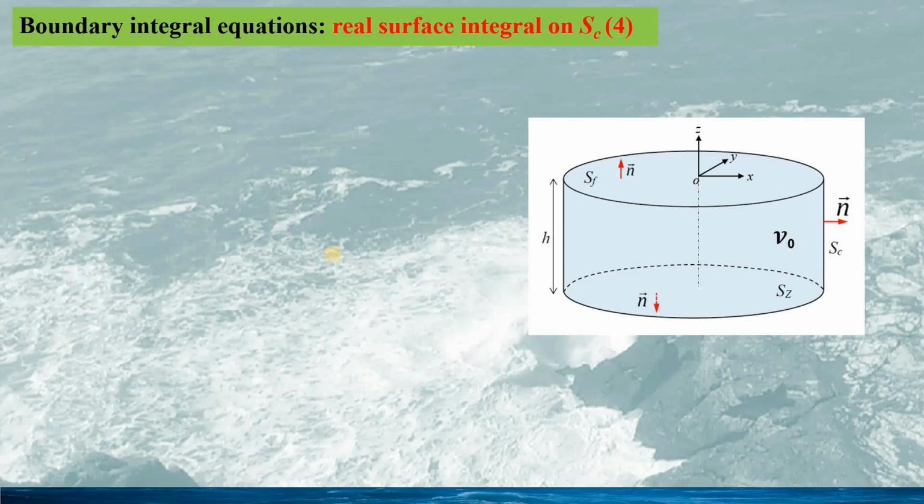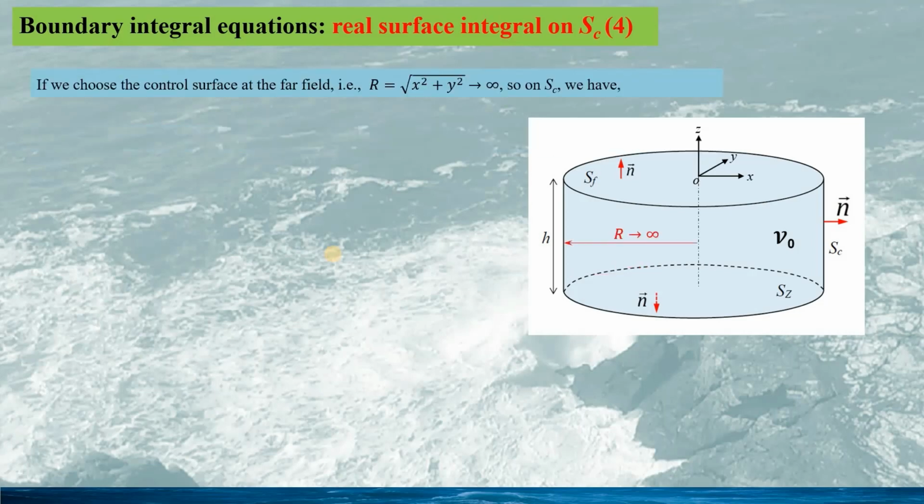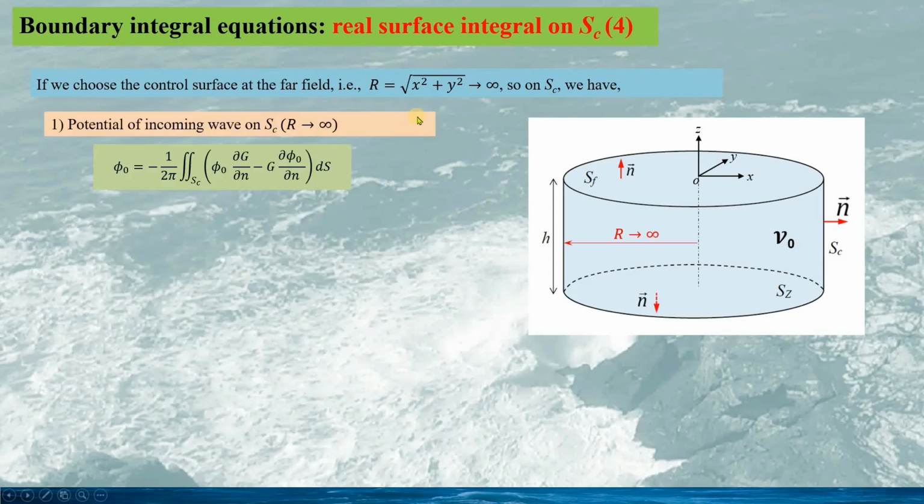Now we can examine the special case when the control surface is very large, and on it the far-field condition can be implemented. When the capital R is infinite, the control surface SC would be at far field, and we can see the potential of the incoming wave phi 0 would be given as this. Here, phi 0 is on SC, on the control surface.